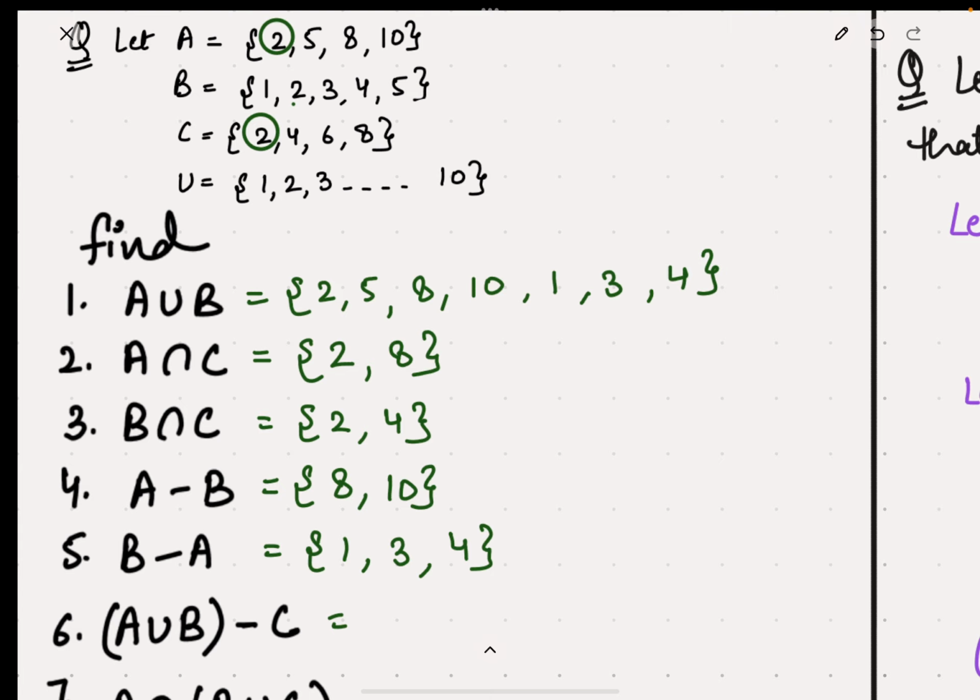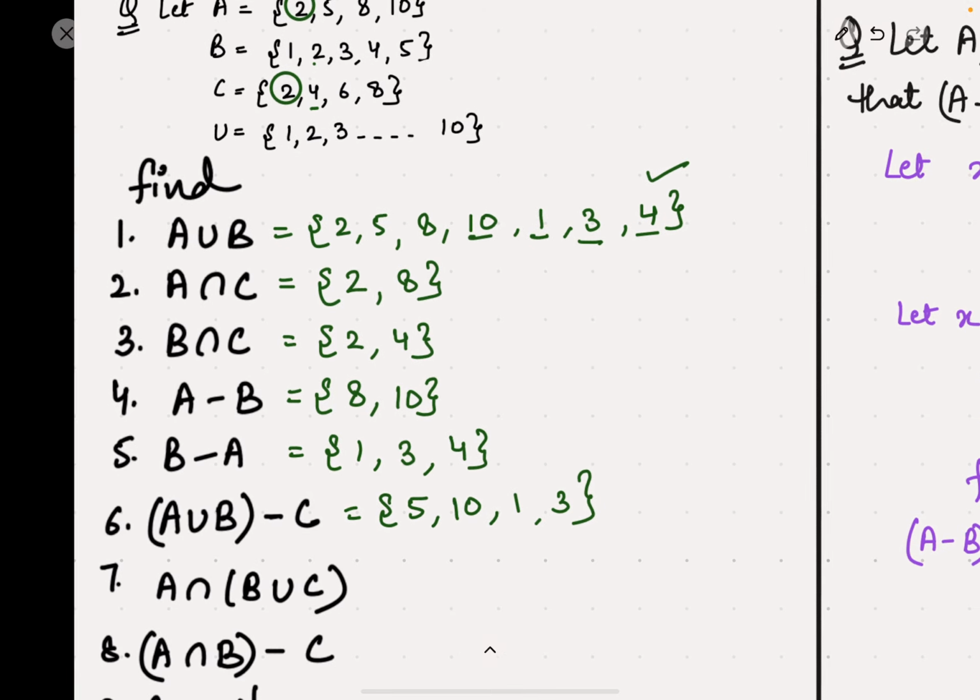Next is A union B minus C. We already have A union B and we know C. So let's start with A union B. Just remove all the elements from A union B which are also present in C. So 2 is present, we cannot write 2. 5 we can write. Then 8 is also present in C, so we cannot write it. Then check 10. Yes, we can write 10 here. 1, okay, we can also write it down. 3 is also not present in C. 4 is present in C, so we cannot write that. So this is the solution for this particular question.